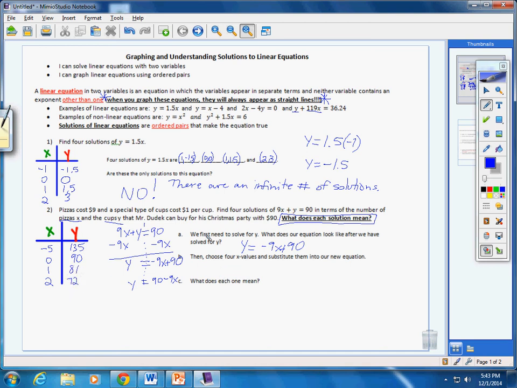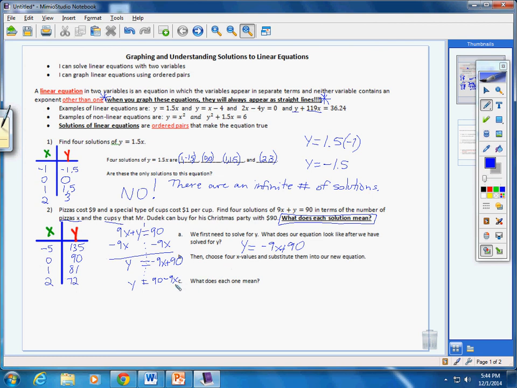Okay, so I broke this down into steps for you. We got y by itself, then we chose 4 x values and substituted them into our new equation. I chose the x values for you. Once again, you could have chosen whatever 4 values you wanted.